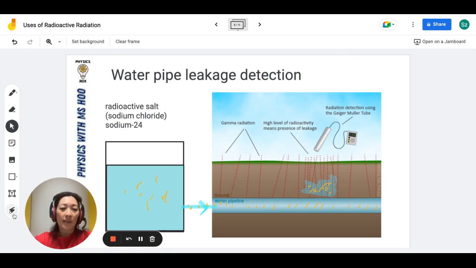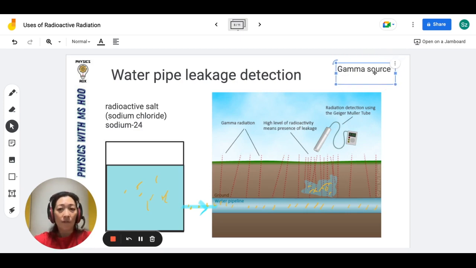Now, because we need the radioactive material to be able to penetrate the ground, the penetration ability of the radioactive material must be high enough. Alpha and beta are not that penetrative, so they're not suitable. That's why we have to use a gamma source.